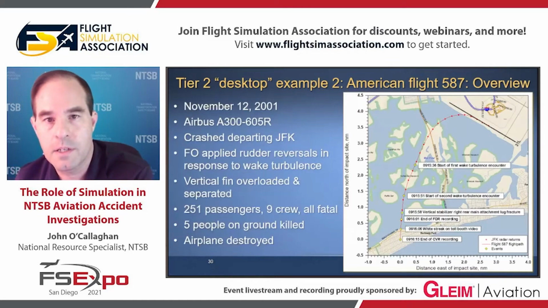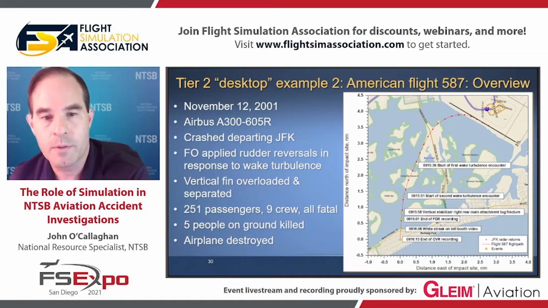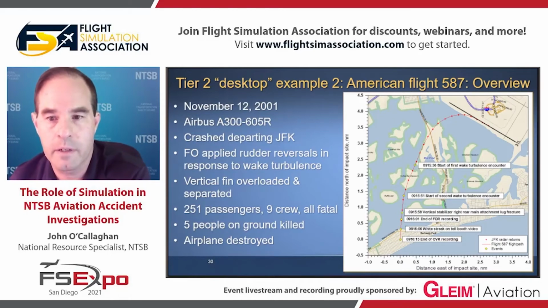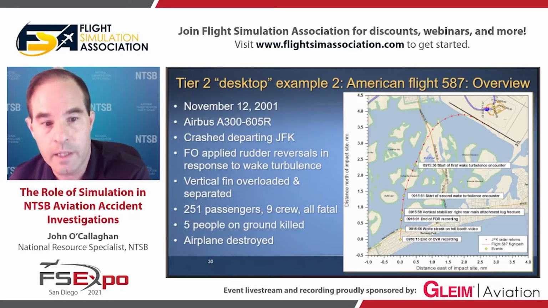The investigation of American Airlines Flight 587 is another example of the NTSB's use of Tier 2 desktop simulations. On November 12, 2001, American Airlines Flight 587, an Airbus A320, crashed into a residential area of Belle Harbor, New York, shortly after takeoff from John F. Kennedy International Airport.